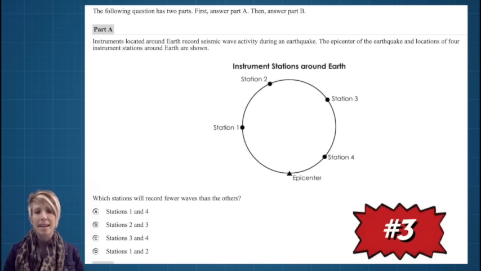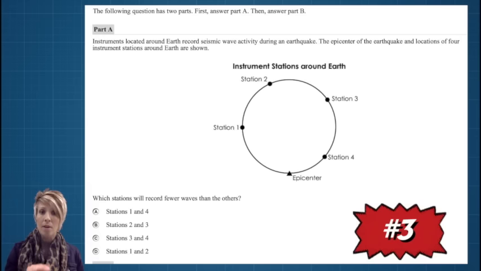So part A says, instruments located around Earth record seismic wave activity during an earthquake. The epicenter of the earthquake and locations of four instrument stations around Earth are shown. So let's take a look at this diagram. It says instrument stations around Earth, and we see where the epicenter starts. It's at the bottom of the circle, or what represents the Earth. Now remember, the epicenter is the top of where an earthquake happens. That point deep down inside the Earth where the earthquake starts, do you remember what that's called? That's called the focus.